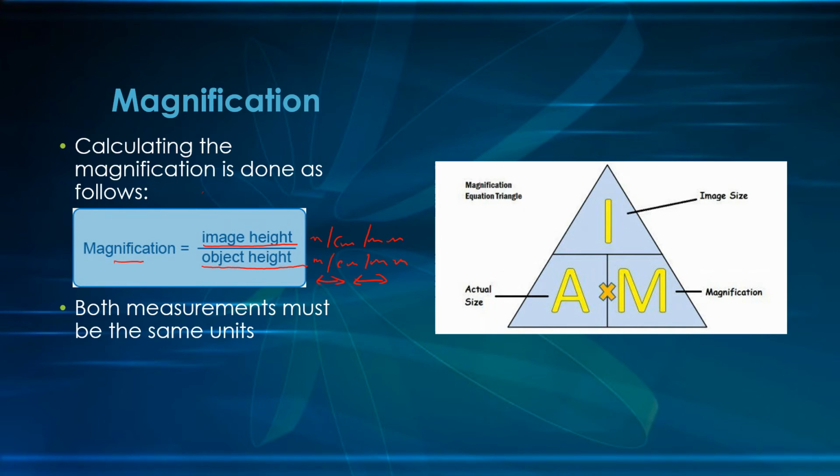At higher tier, you may also be asked to change the subject of the equation. So for instance, if you want to calculate the image size, you would use this triangle, cover up the I for image size, and that tells you that you need to do the actual size of the object times the magnification. Similarly, if you want to calculate the actual size of an object, you may need to divide the image size by the magnification.